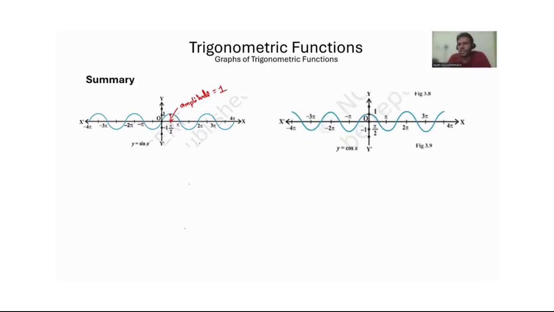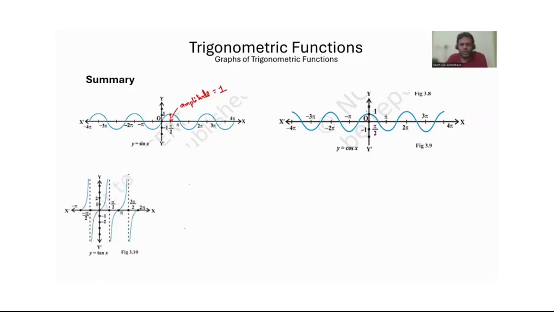Same with cos x. The amplitude of cos x is also 1, because the range, the highest value, is 1. Now this is the cos x curve, guys. So both sin x and cos x curves are similar. The only difference is there is a shift of pi by 2. Why I'm saying there's a shift of pi by 2 is because at 0, sin x passes through the origin, but here it is at 1, right?